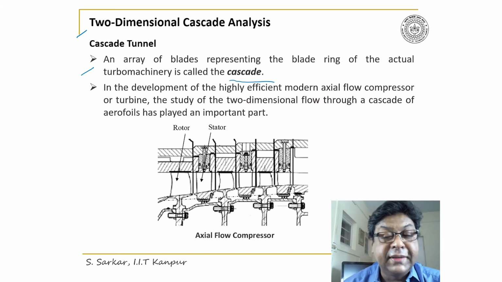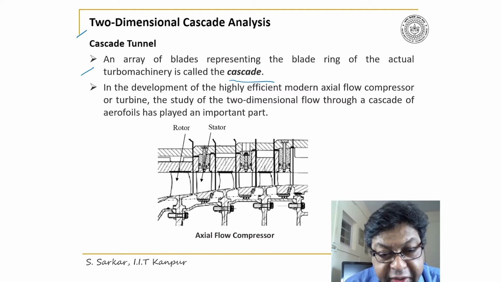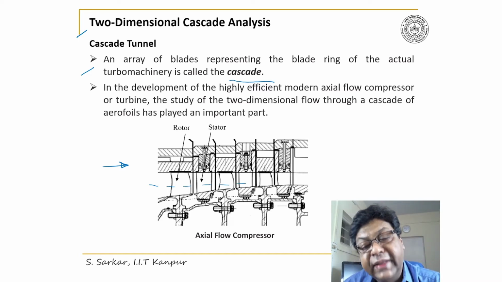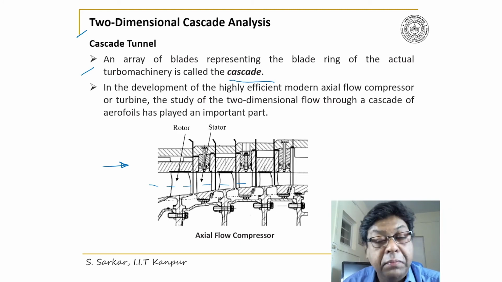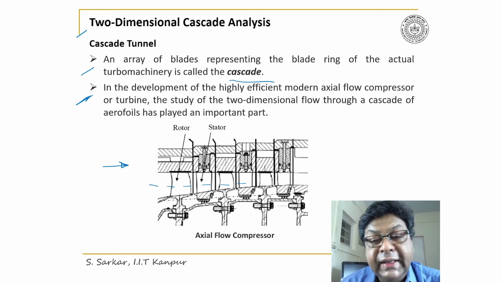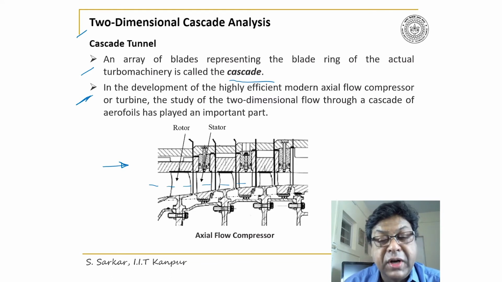Why is this cascade analysis important? Let me give an example. I have considered here axial turbomachineries. If we take a circumferential section as I am indicating here, and then if the circumferential section is stretched on a plane of paper, we'll get an array of blades. Thus, the analysis of an array of blades is very important. I'd like to give you another piece of information: the study of two-dimensional flow through cascade played an important role in the development of highly efficient modern axial flow compressor or turbine.